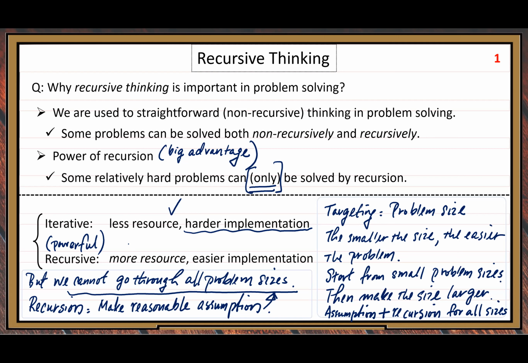So what is the cost? This is the cost: it consumes more resource, and we need to pay that relatively high cost. But the implementation is easier. Implementation for the recursion is easier, and we like this advantage. Here you can see two advantages: one, powerful; another, easier implementation.